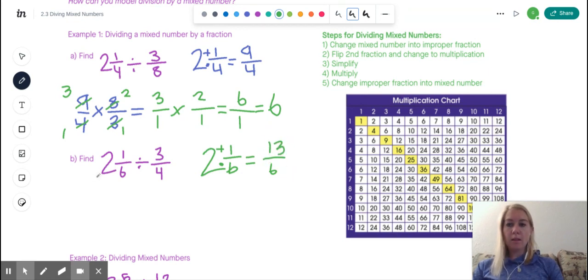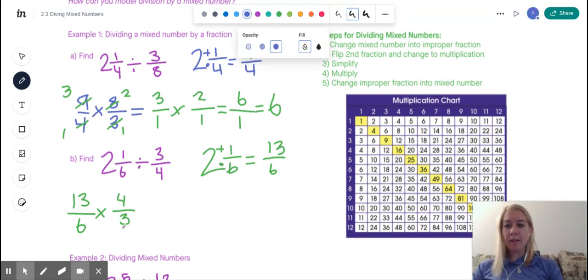Okay. Now we flip the second fraction and change to multiplication. So 13/6 is our first fraction, and that one stays the same. The first fraction always stays the same. But we're going to change division to multiplication and flip the second fraction. So 3/4 is now 4/3. Okay. Step 3 says to simplify.